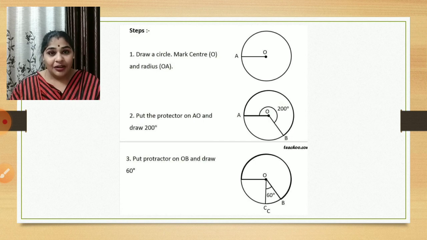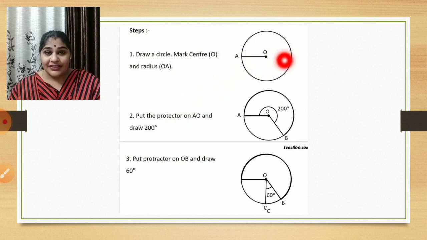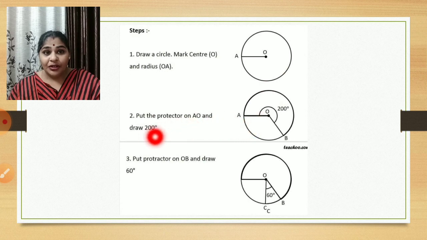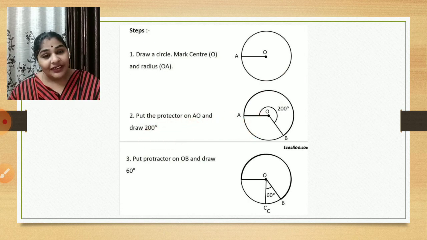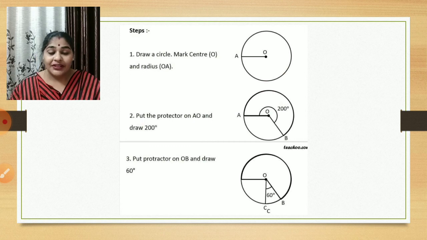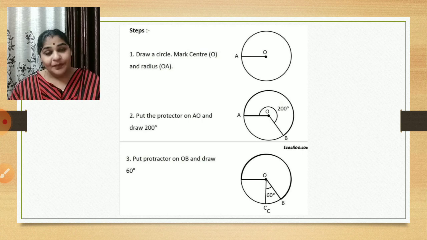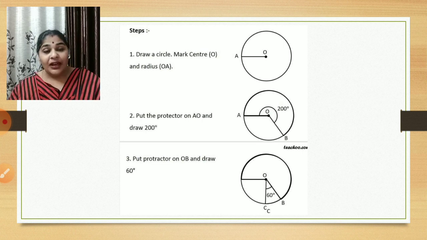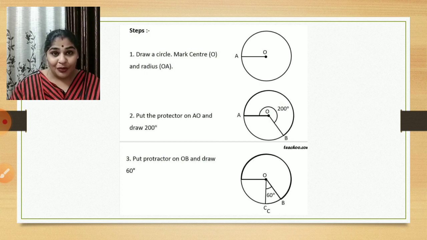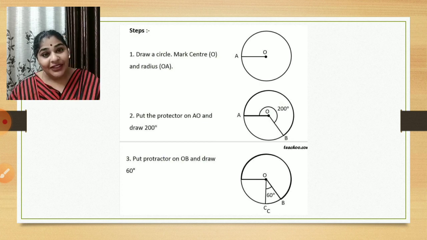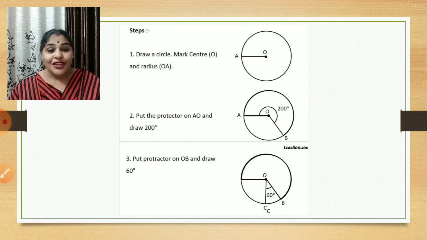Okay. One by one. Now here second step you can see, children, after drawing a circle and after taking a radius, put a protractor on AO and draw 200 degree. Now directly you cannot draw 200 degrees, children, because the protractor we have is 180 degree, right? So you can first take your protractor, mark 180 degree, and after that from that mark take 20 degree more. So 180 plus 20 will be 200. Right? So that mark, the second mark will be of 200.